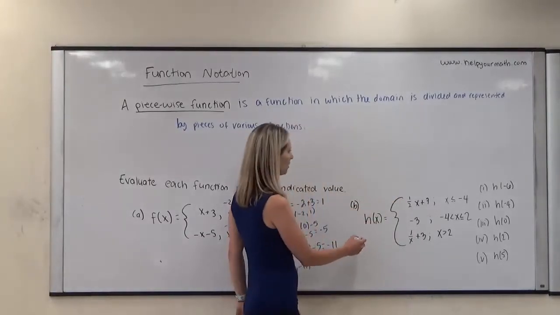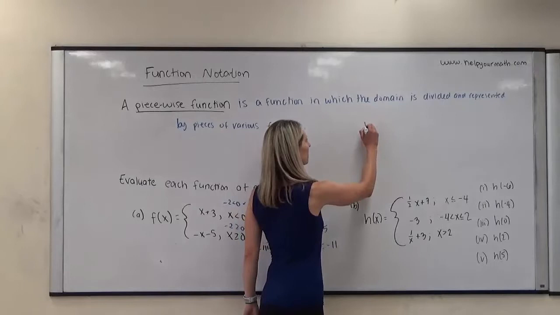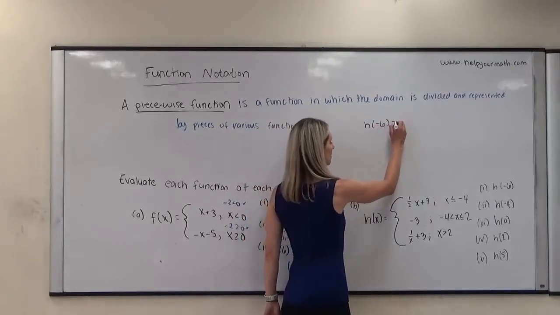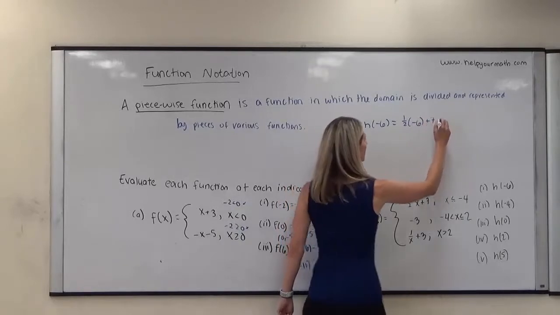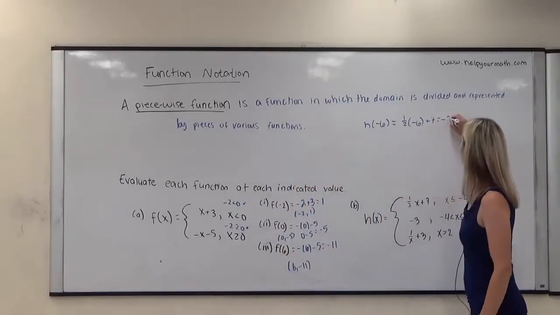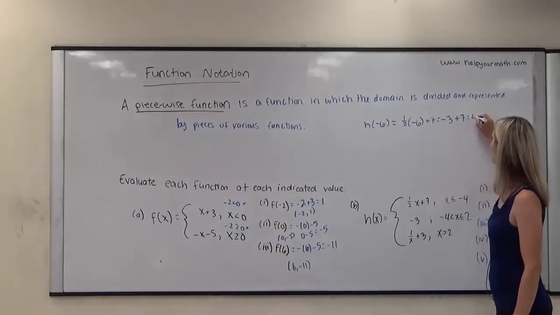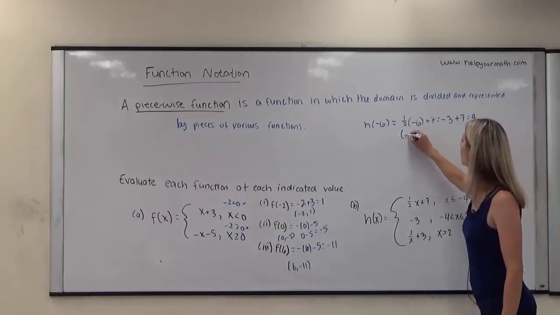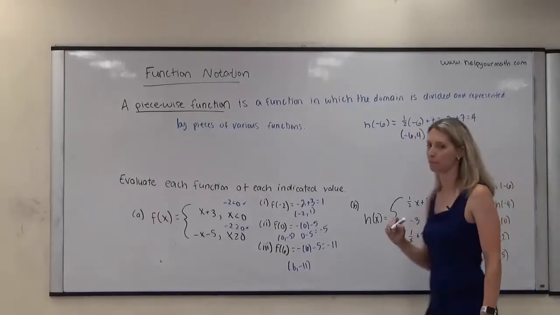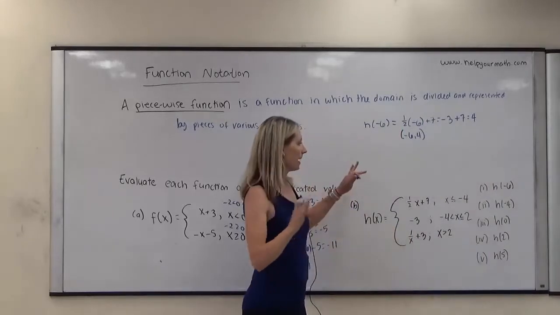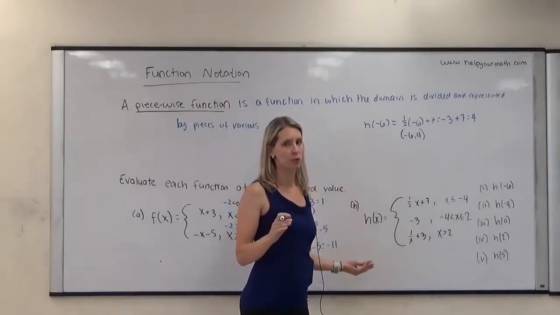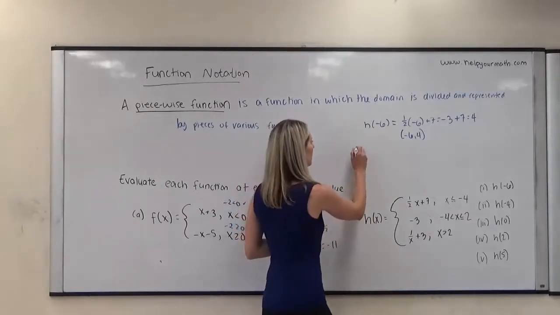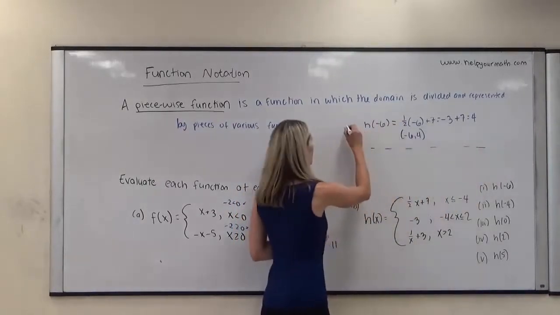h of negative 6 is 1/2 times negative 6 plus 7. Half of negative 6 is negative 3, and negative 3 plus 7 is 4. So this would be the ordered pair negative 6, 4. And that's it. We only plug in negative 6 to one of the three pieces, the one that makes a true statement. All right, so that was part 1 of B.